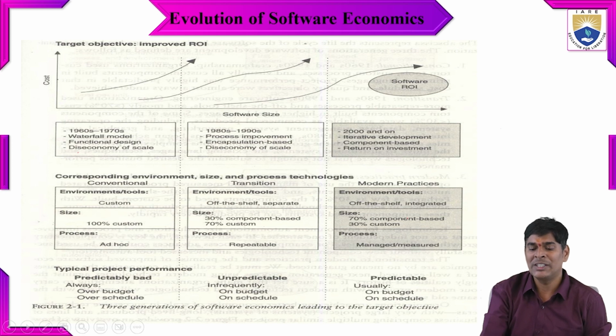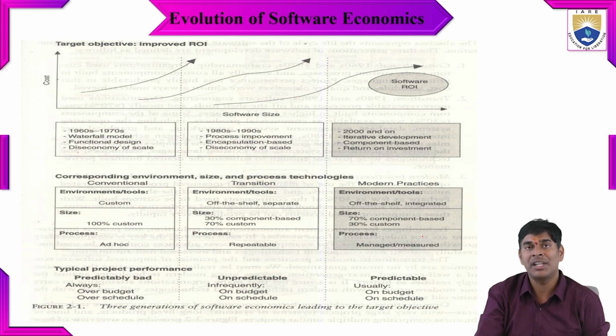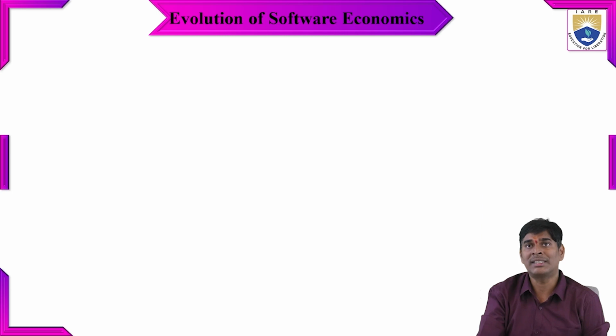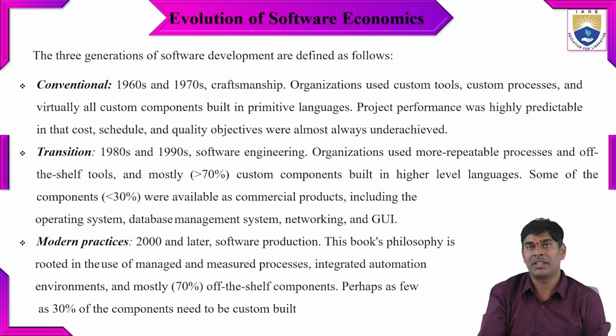So here they have used 70% component-based and 30% custom, so that they can easily manage and measure the budget and the duration of the schedule of the project. In this generation, they are going to predict the budget as well as the schedule of the project. This is the best practice, having 70% component-based in the third generation.